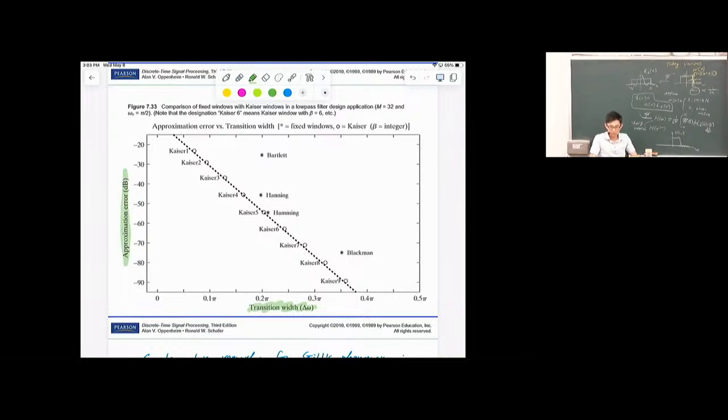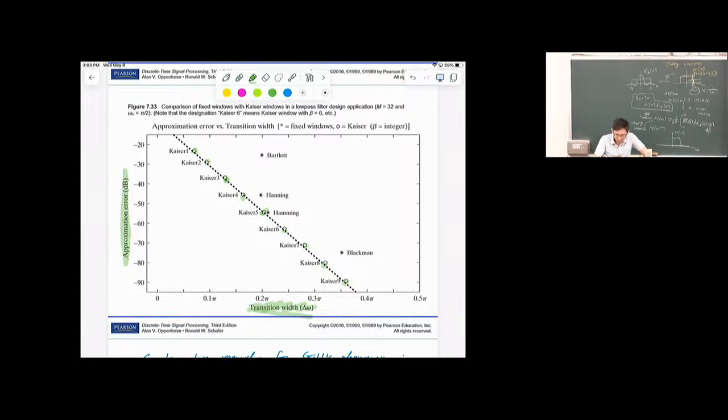Turns out that, miraculously, this works like a miracle. I don't know exactly why, but for all the Kaiser windows, when we put their performance in terms of these two indices on the plane, we see that when we increase beta, they almost form a perfect straight line. And I don't know exactly why. It's like a miracle.